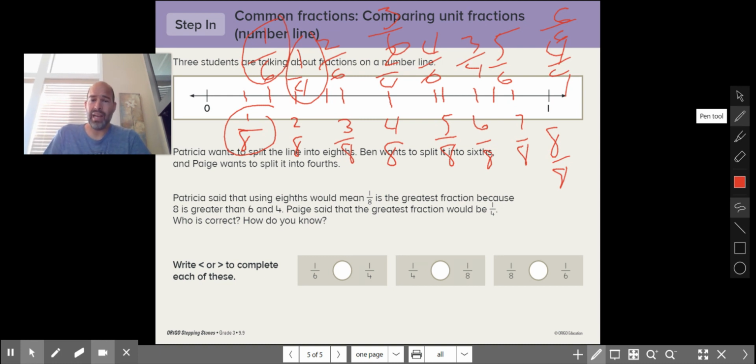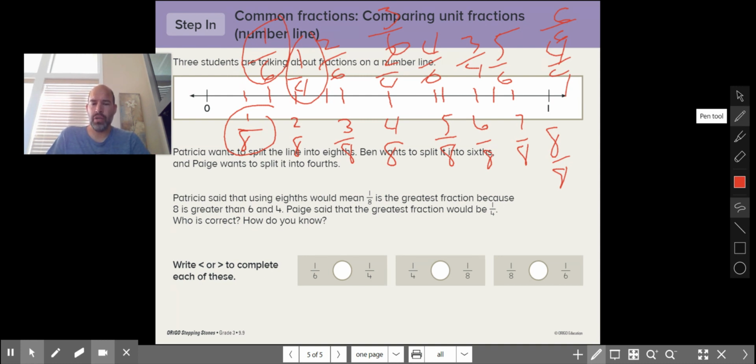So if you look at that, 1/4, even though it might be confusing a little bit, when we look at that denominator, remember the smaller the denominator means less parts of the whole. So if it's less parts of the whole, each part has to be bigger to create the whole, right?